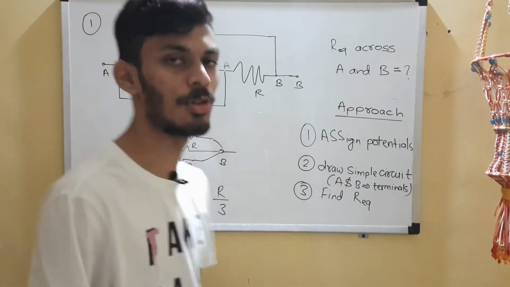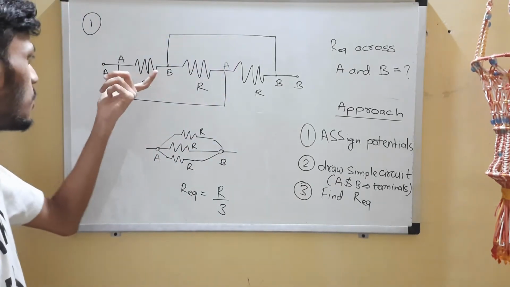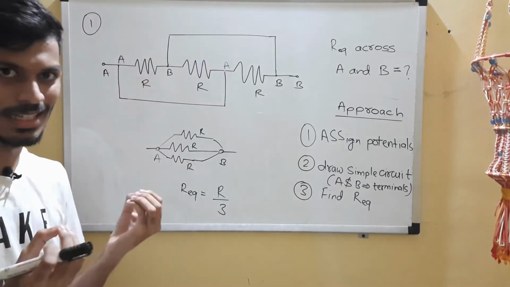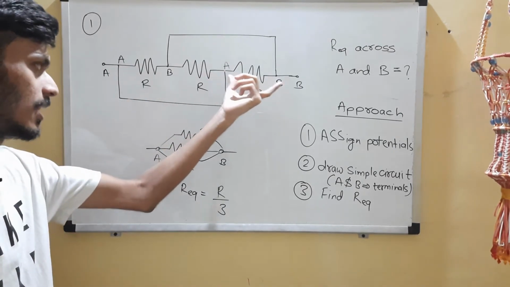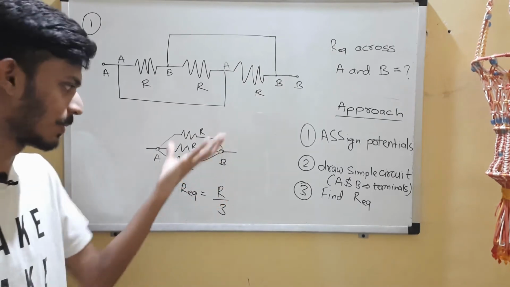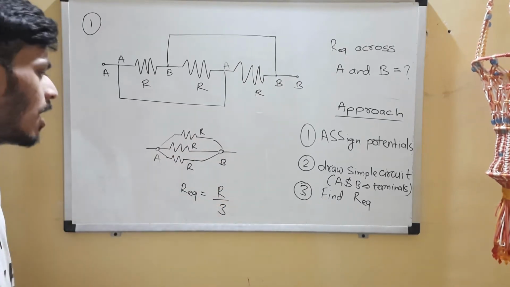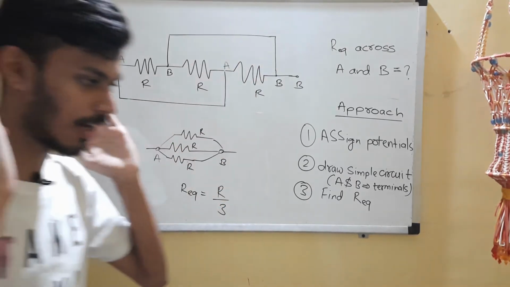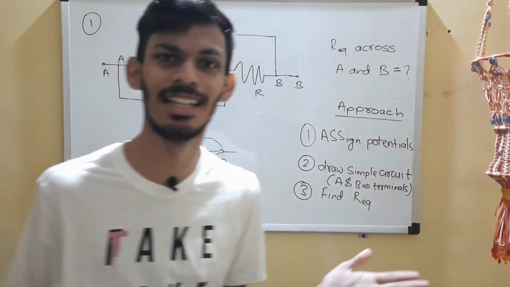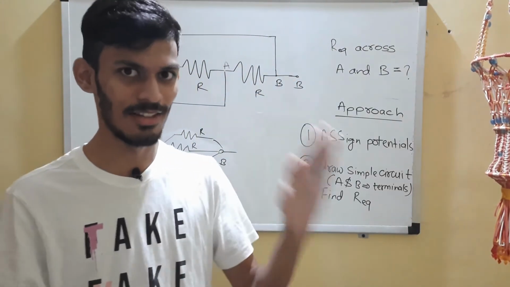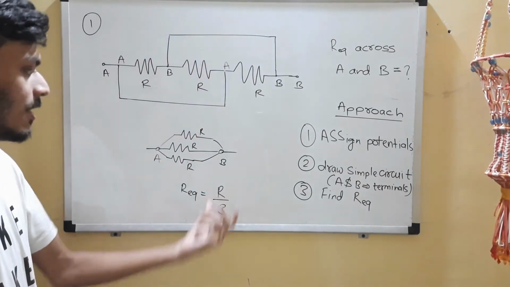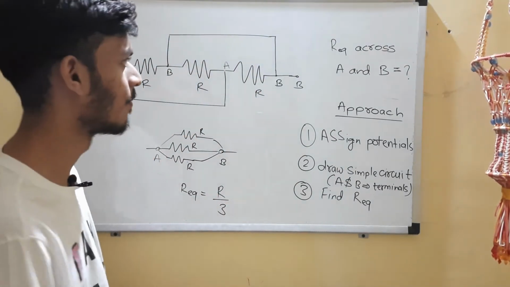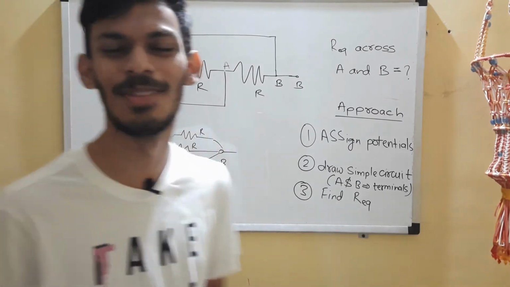Second step is to draw a simple circuit. You are just supposed to see where the resistor is connected. You can see that this resistor is between A and B. This is also between A and B. This is also between A and B. So the combination is of this type. Or you can see that all three of them are connected between A and B, which means that they have the same potential difference across them, or they are in parallel combination. So the equivalent basically becomes R by 3. Okay, so that is the simple way of doing it.